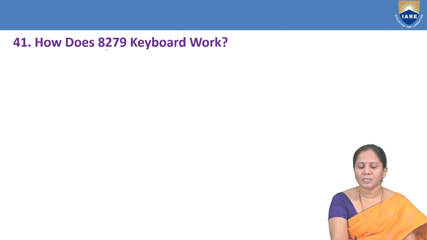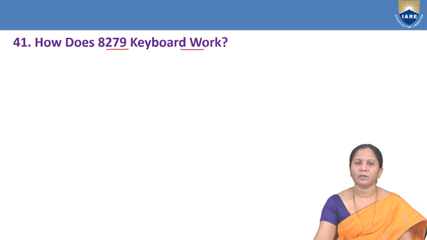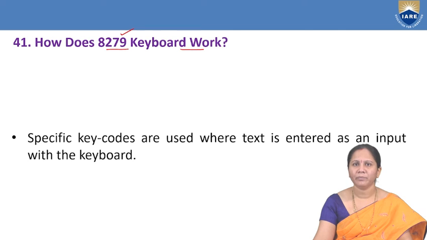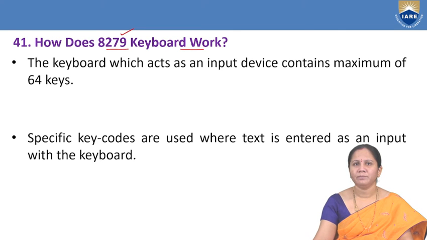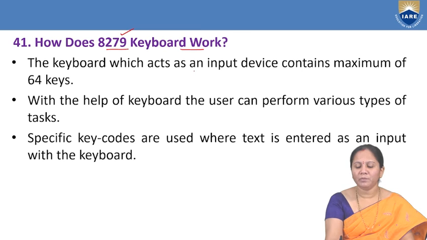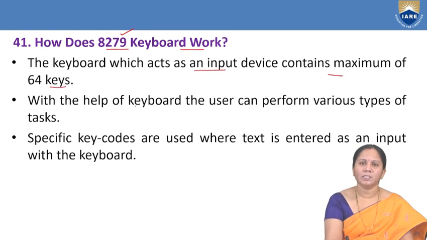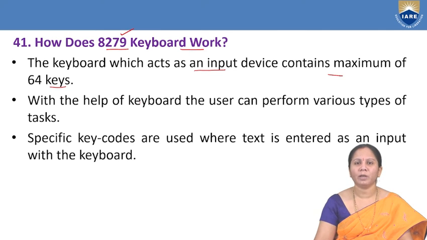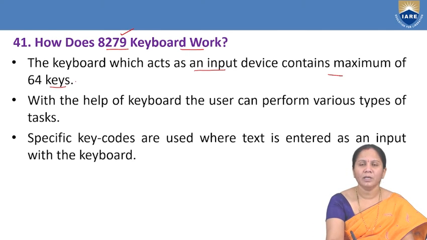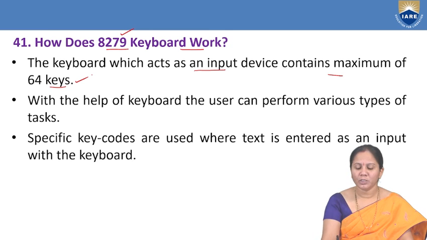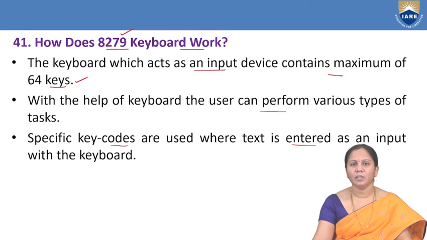Next, how does the 8279 keyboard work? 8279 is a keyboard display controller IC. The keyboard, which acts as an input device, contains a maximum of 64 keys. So this 8279 is a programmable keyboard display controller supporting 64 keys. With the help of the keyboard, the user can perform various types of tasks. Specific key codes are used where text is entered as the input with the keyboard.